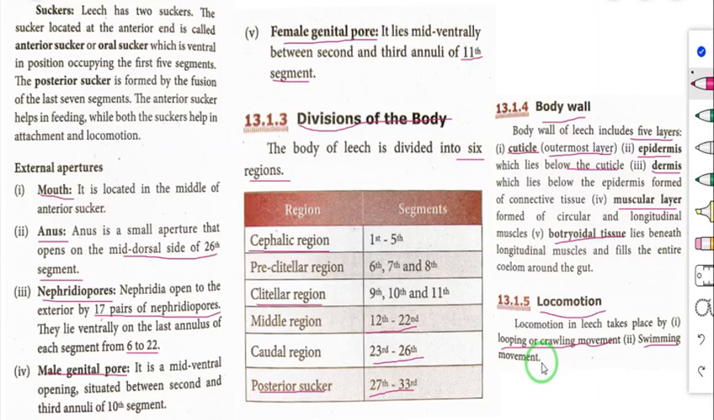Leeches swim very actively and perform undulating movement in water. Inside the water it can swim very fast. Undulating means a wave-like movement. So locomotion has two types. One is the looping or crawling movement, with the help of the anterior sucker and the posterior sucker. The second one is swimming movement, only in water. These are the two types of locomotion.